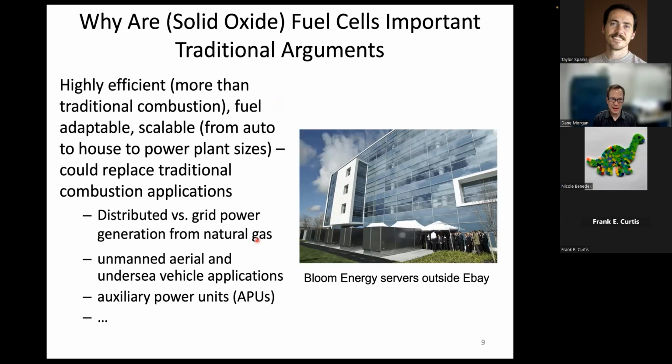And there are many efforts to try to build distributed power sources where you could use natural gas. You can make a high energy density, very efficient engine that you might put on undersea vehicles or unmanned aerial vehicles. People are exploring them for auxiliary power for trucks, things like that. Bloom Energy is a famous company in the US that does this. They create servers that you can essentially use for taking your building off the grid and running it off of natural gas in a very efficient way.